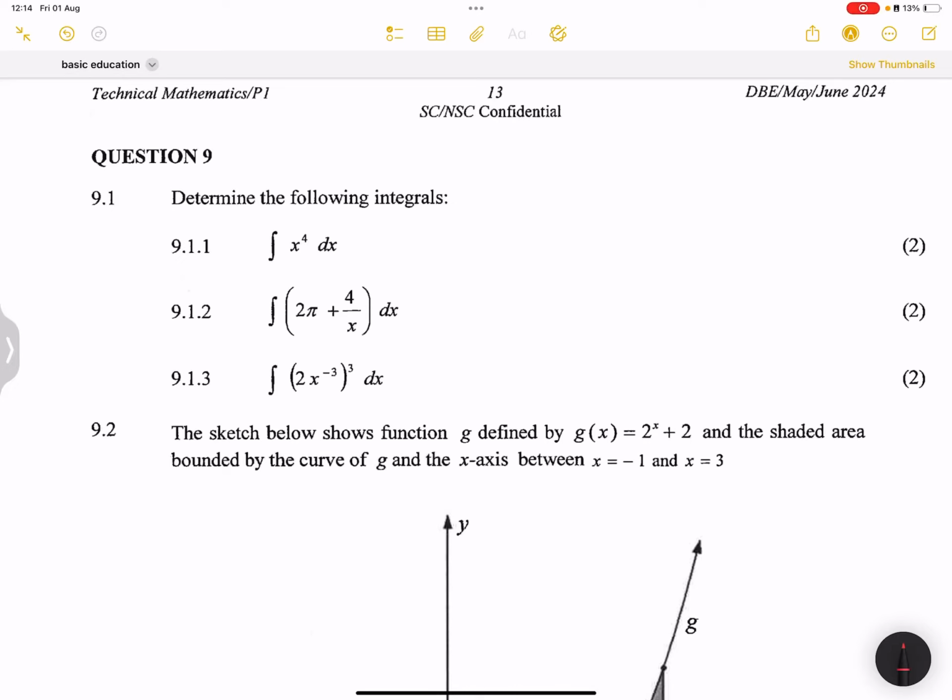All right, so we are still continuing on that 2024 May-June technical maths paper.